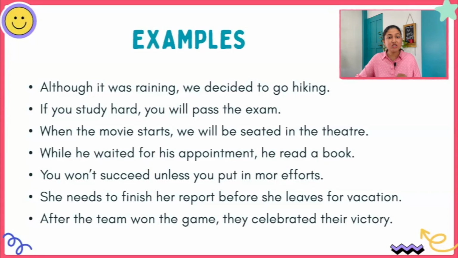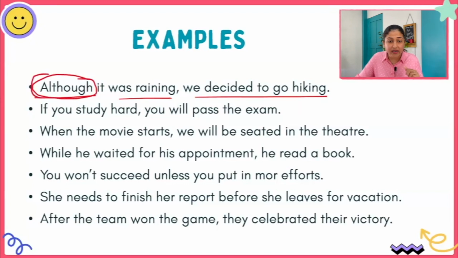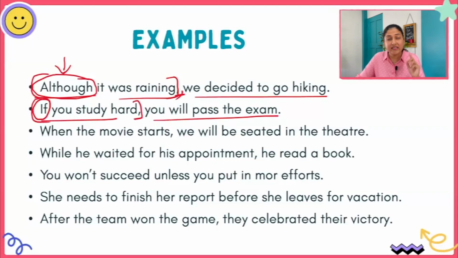Alright, now let's look at some examples of a complex sentence. Okay, so look at this. Although it was raining, comma, we decided to go hiking. We are starting the sentence with the subordinating clause, right? Because there's a subordinating conjunction over here. That's why we will add this comma over here. Alright? Next, if you study hard, you will pass the exam. Once again, we are starting the sentence with a subordinating conjunction. That means this is a subordinating clause. That's why we will use a comma and then the main clause will follow.